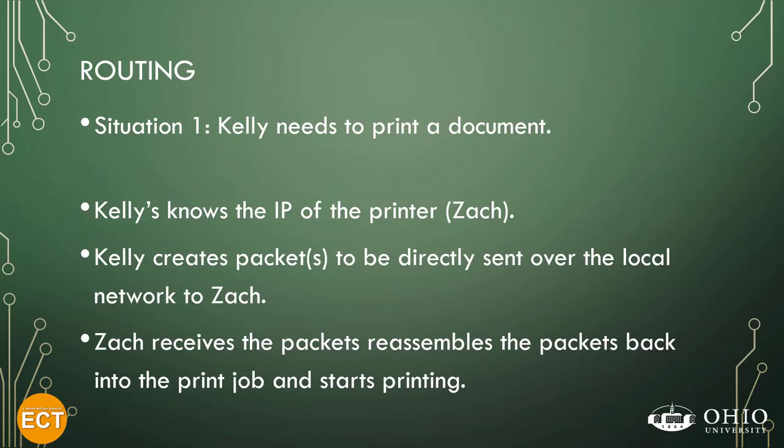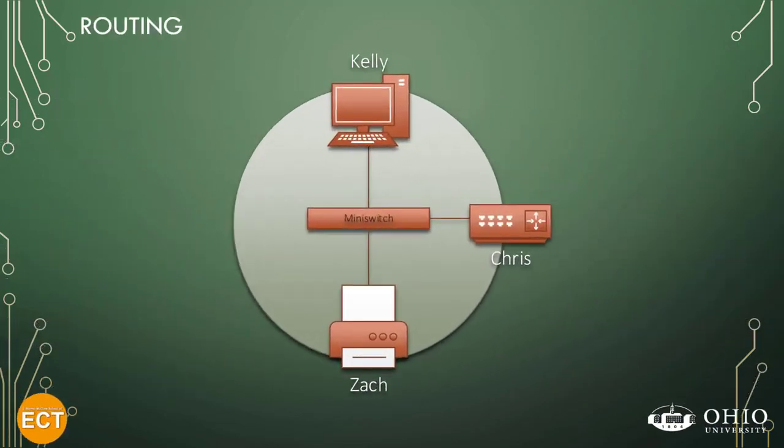This sounds very simple because it is pretty simple. It's your standard local LAN discussion. And I drew a diagram of it here. We'll talk a little about the diagram. You can see that Kelly and Zach are plugged into a mini switch together, and Chris is also plugged into the same mini switch, and the circle kind of represents the LAN environment that they're in.